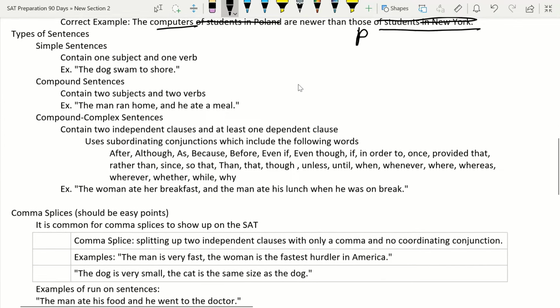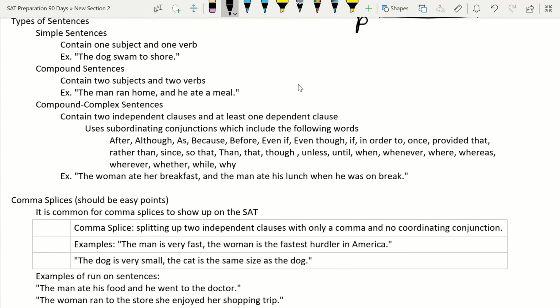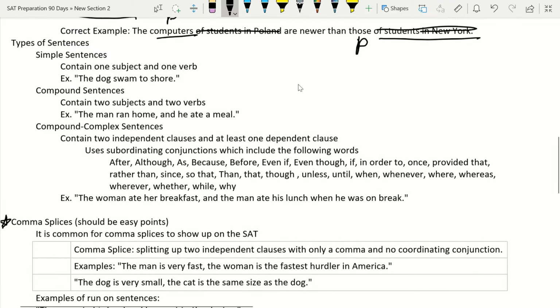All right, so now we've got types of sentences. We're going to get into some types of sentences because you have to be able to know what a comma splice is, right down here. You have to be able to know what a run-on sentence is. You have to be able to identify sentence fragments. In order to do that, you have to know what types of sentences are and what constitutes an independent clause. So let's get into some types of sentences.